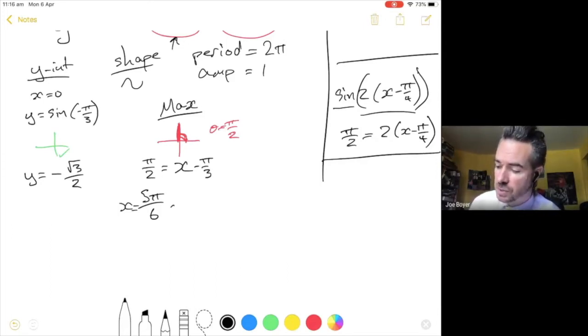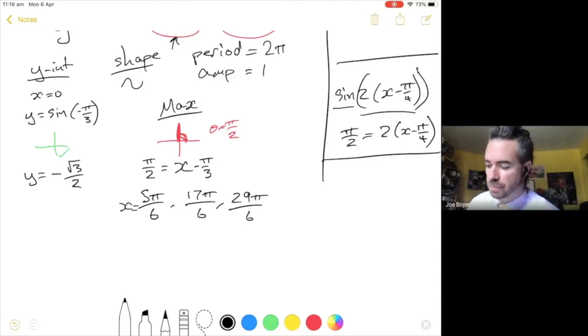So since our period is 2 pi, we could, if we wanted to, state where other maxima are by just adding 2 pi to that. 2 pi is the same as 12 pi on 6. So we're also going to have a maxima at 17 pi on 6 and at 29 pi on 6. And we can just keep on going. Obviously, we're going to get maxima in a lot of different places along the way.